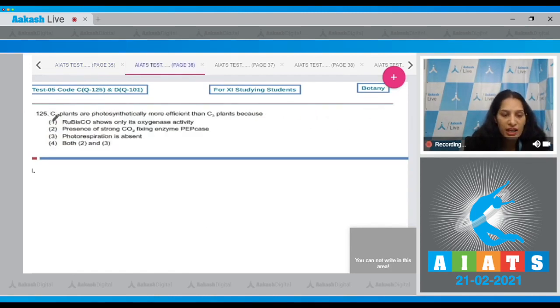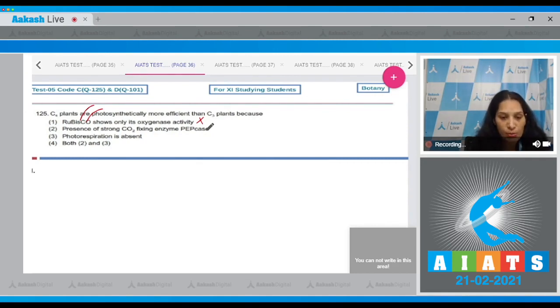Question number 125. C4 plants are photosynthetically more efficient than C3 plants because Rubisco shows only its oxygenase activity. No, it is the Rubisco that can show its carboxylase as well as oxygenase activity. Here in Rubisco, C and O represent that only. C for carboxylase, O for oxygenase. So this is wrong. Second, presence of strong CO2 fixing enzyme, which is the PEPase.